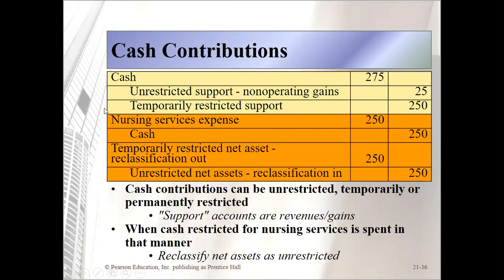Then nursing services expenses, payment with cash. Then for this one, this is reclassification. So a release from temporarily restricted out, and then plus to unrestricted before we pay for the nursing services. So the story again here is that we have received these particular items. Then because we have to pay nursing services expenses, we have to release first the temporarily restricted net asset before the nursing services expense.